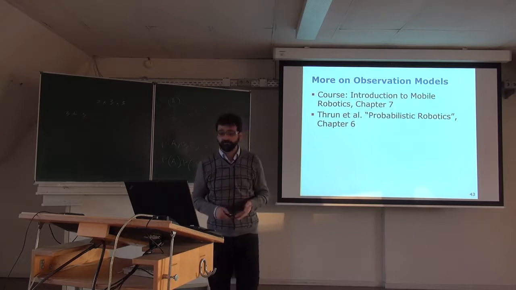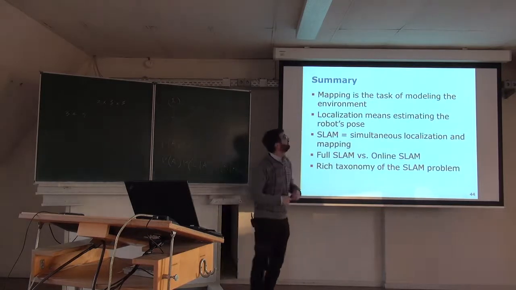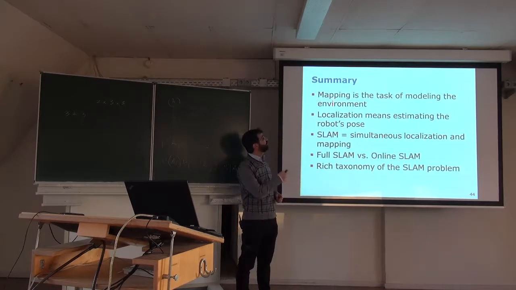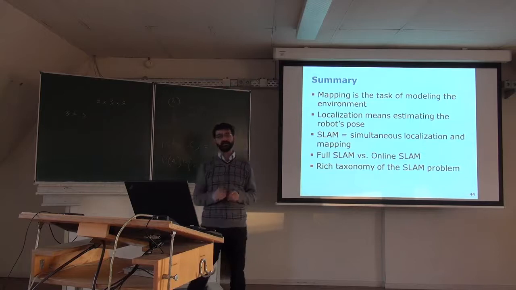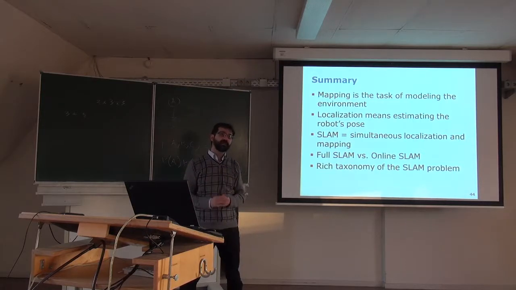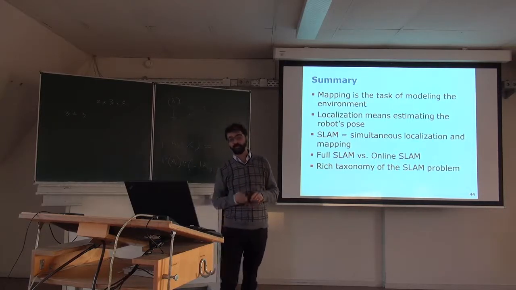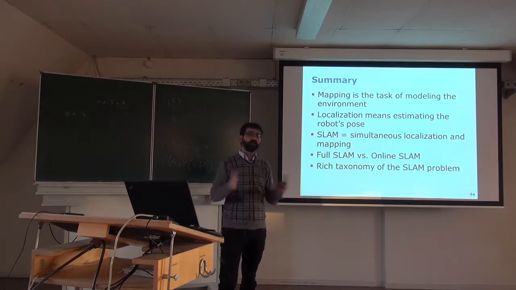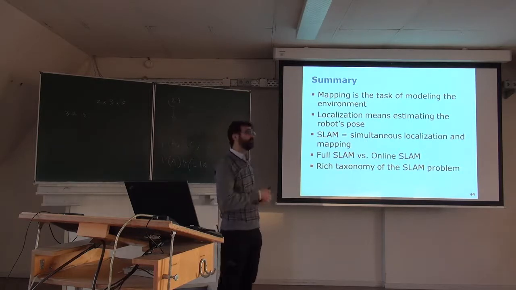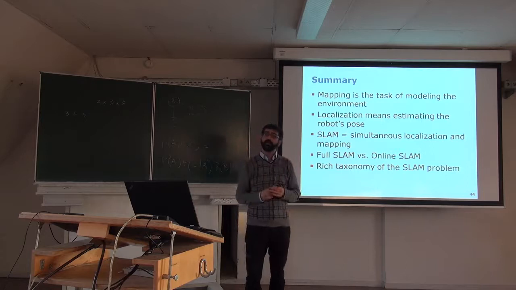So to conclude today, I just tried to give you an overview of these 3 words that together make the essence of this class: localization, mapping, and SLAM. And I tried to give you an idea on what the different types of SLAM are, how we formalize the problem, what we mean when we say online SLAM, what we mean when we say full SLAM, and also give you a taxonomy of different aspects that are in the SLAM problem. We are not going to address all of them, but just to give you a big picture idea on the problem.